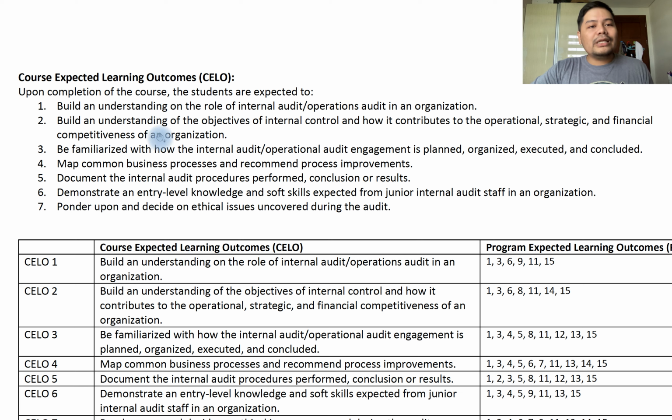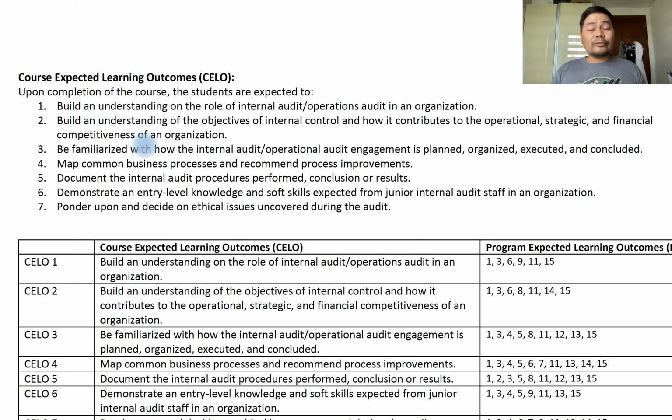Of course, with number 3, the students are also expected to be familiarized with how the internal audit or the operational audit engagement is planned, organized, executed, and concluded. So in other words, this is the audit engagement itself. Definitely we will not be doing an actual audit engagement, but through the case studies that you'll be having, at least, particular sa audit engagement, magiging familiar kayo kung ano yung mga scenario na pwede ninyong makaharap in the future. So in here, don't expect lang na may output tayo na may audit report.